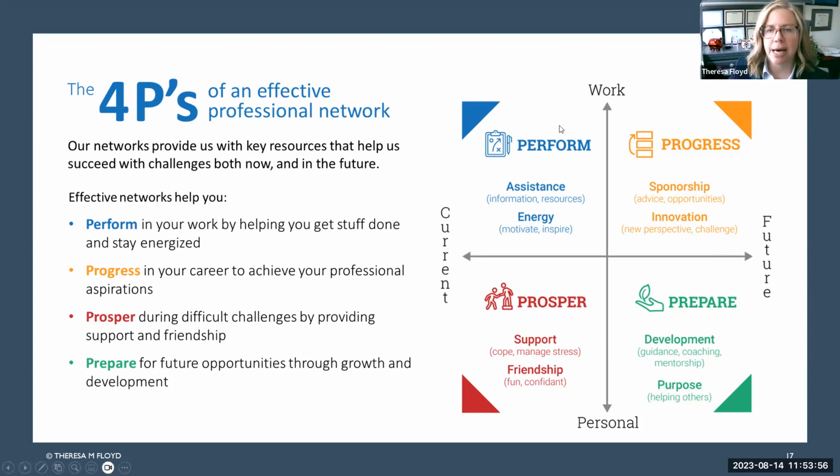And so you'll notice that people who help you with work here and now are helping you perform. People that help you with work, but more toward the future, are people that are helping you advance and think ahead. People that help you with the more personal side in the here and now are providing you with support and friendship. And people that are helping you with the personal stuff, but leaning toward the future, are people that are helping you develop and advance.